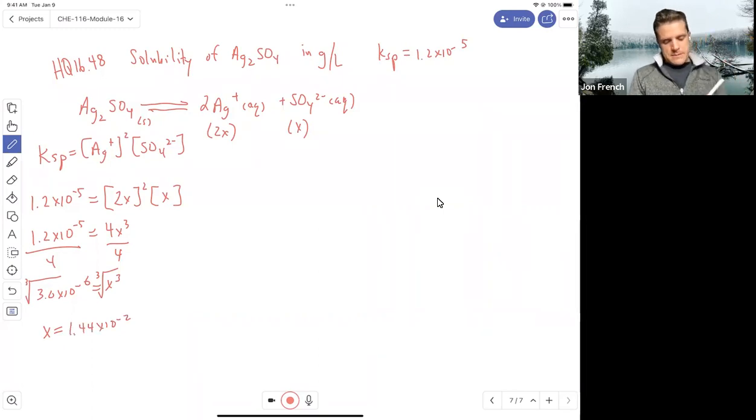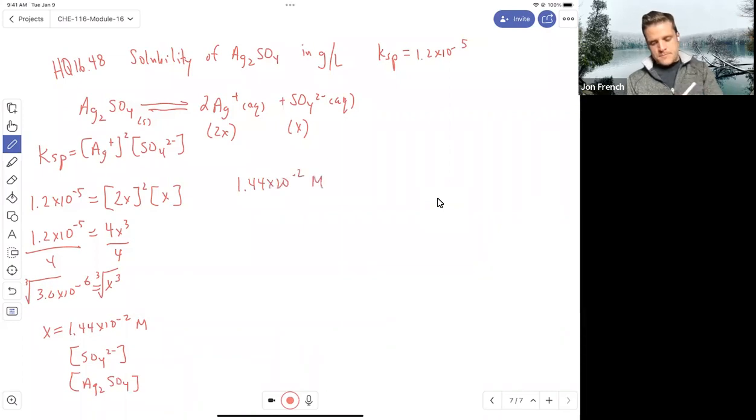X, in this case, happens to be my concentration of sulfate. That also happens to be the molar solubility of silver sulfate, Ag2SO4, because for every 1 silver sulfate that goes in solution, I'm going to have 1 sulfate. So that concentration of sulfate equals my concentration of silver sulfate that went into solution. So now I've got 1.44 times 10 to the minus 2 molar silver sulfate in solution.